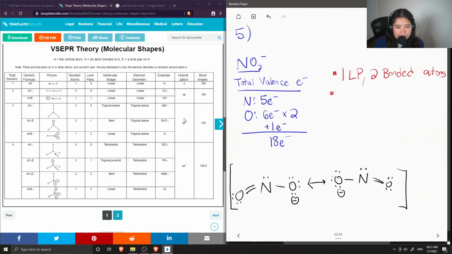So I'll just write that down. Bent, trigonal planar, and sp2 hybridization. So the bond angles are 120 degrees.